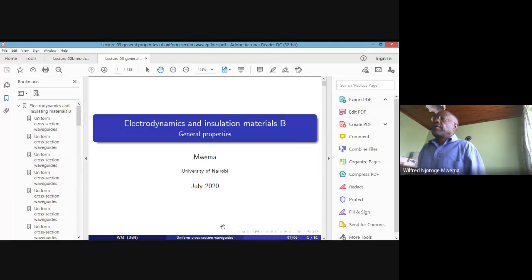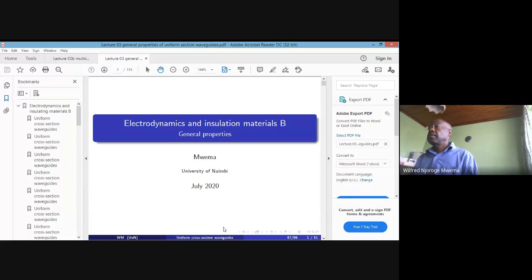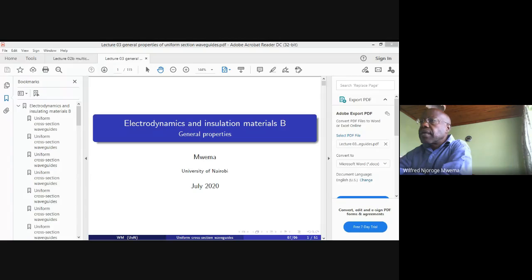So we'll now look at the general properties of the uniform section waveguides. I hope you can see this particular shared document, or if not, you can always change. Let me stop presenting, and then I want to share another one. So you can see that document there.